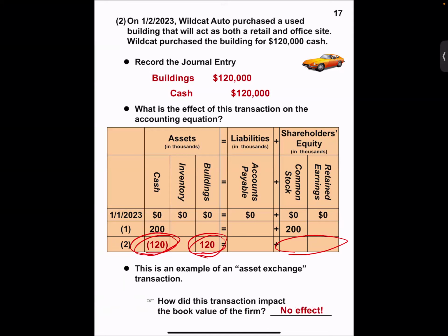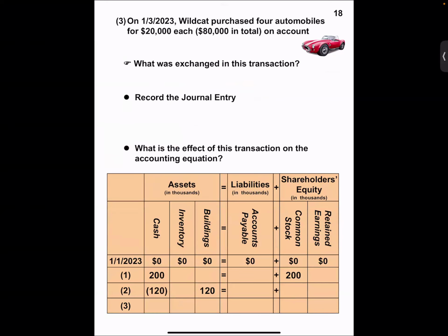Okay. All right, transaction 3. Wildcat bought 4 cars. Again, remember, Wildcat is an auto dealer. What they do is they buy cars, then they try and resell them, hopefully at a higher price. Right? So they bought 4 cars, $20,000 each, on account. So in this case, they did not pay cash for these. They bought them on account, which means they'll pay whatever company they bought these from at a later date.